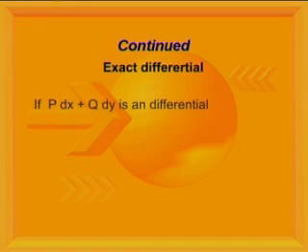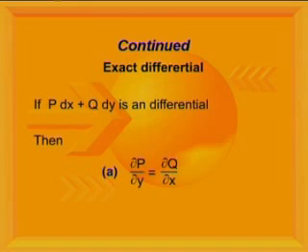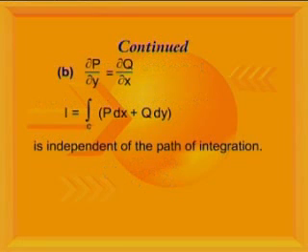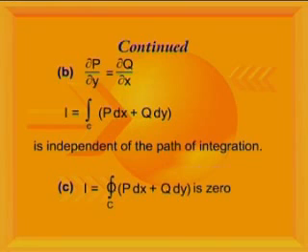Now about exact differentials. If p dx plus q dy is an exact differential, then the partial derivative of p with respect to y is equal to the partial derivative of q with respect to x. And in this case, the integral of this p dx plus q dy is independent of the path of integration. And if the curve is closed, then the integration around this closed path is always equal to 0.